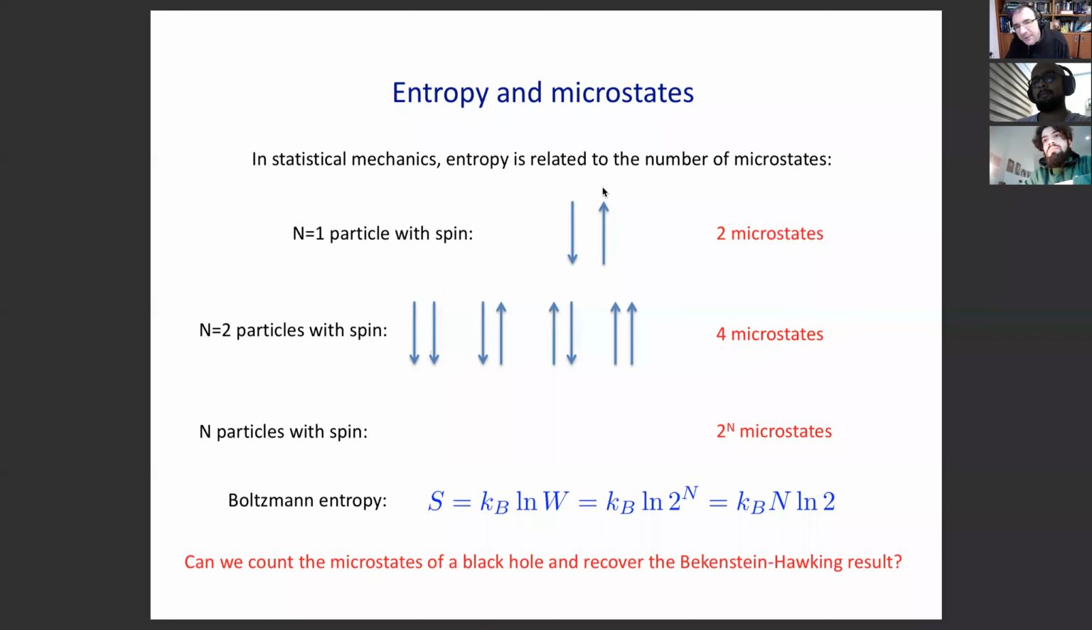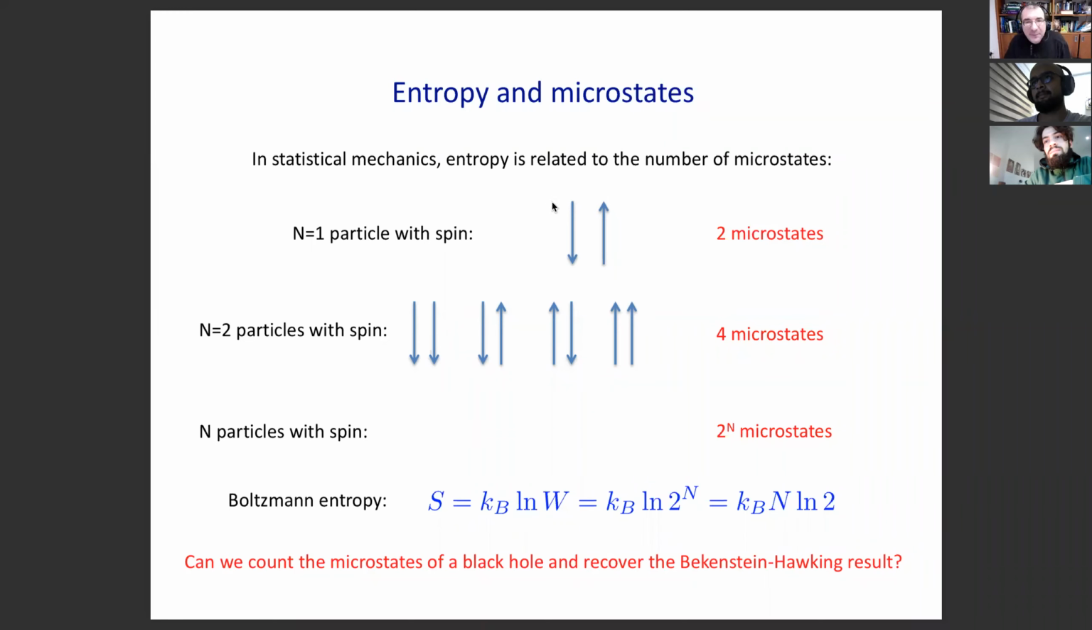In statistical physics, entropy is related to the number of microstates, right? Remember this famous Boltzmann equation, which is also engraved on his tombstone. Feynman once mentioned that we all aspire to have something like this engraved on our tombstones. He was talking about Atwood, I think, but not Boltzmann. But Boltzmann also has this equation on his tombstone. Anyway, entropy is proportional to the logarithm of the number of microstates, right?